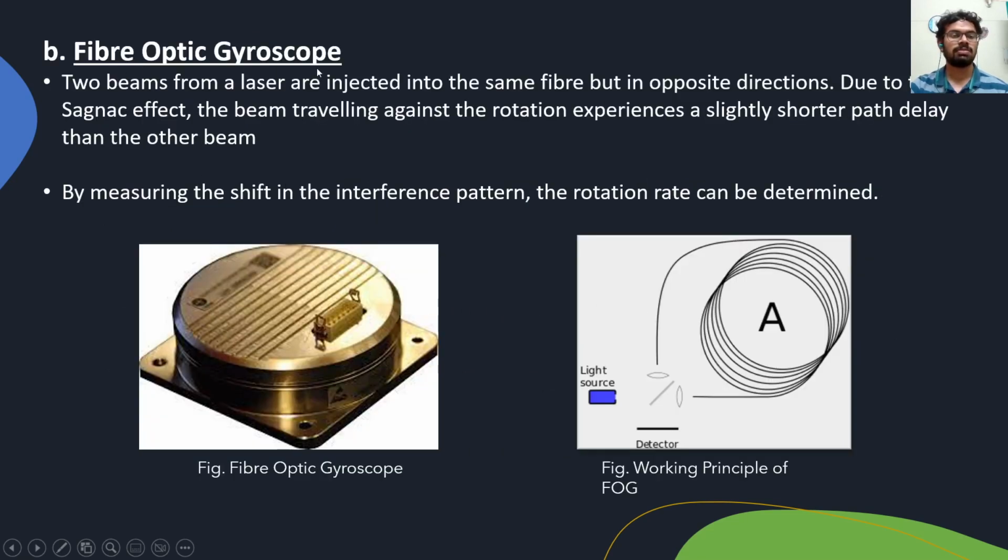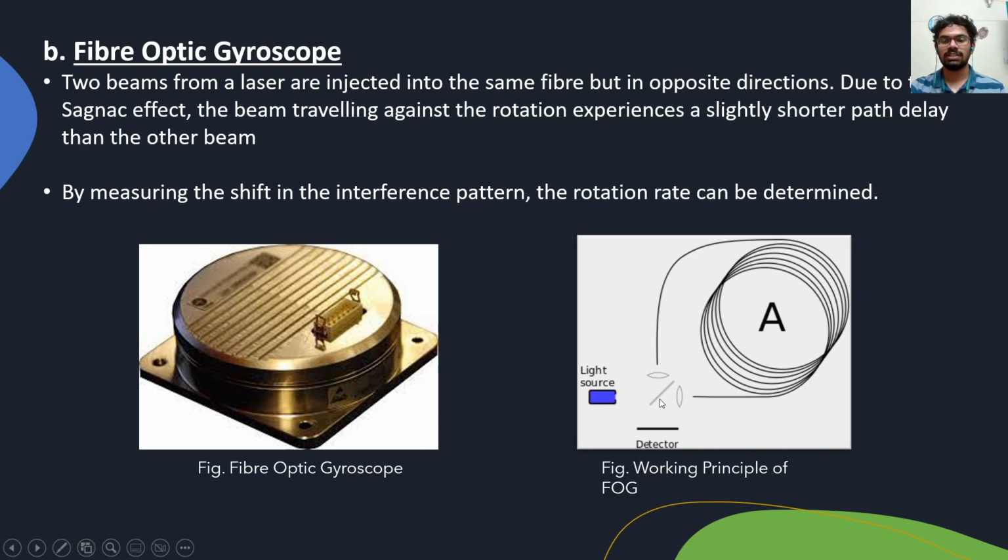Next, we'll discuss the fiber optic gyroscope. It is similar to that of RLG. The working principle is also based on the Sagnac effect, but the design of the FOG will be different to the RLG. So this is an FOG detector or sensor, and this is the design. This round coil is the optical fiber.